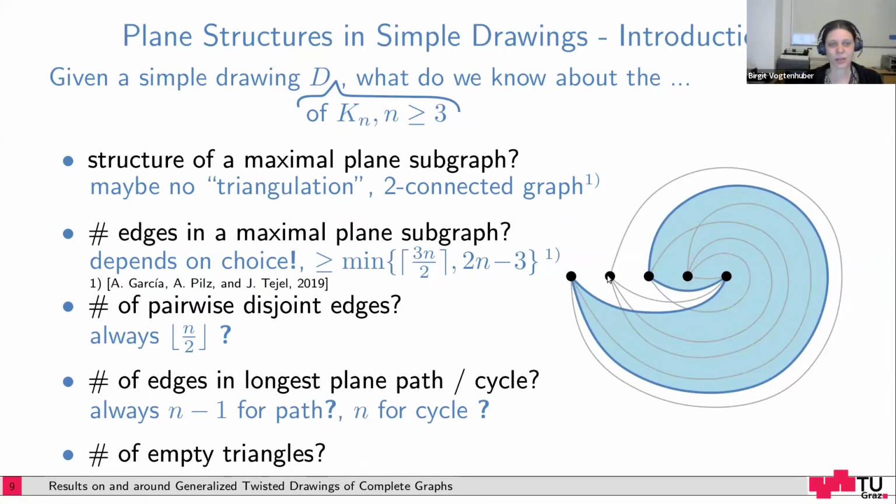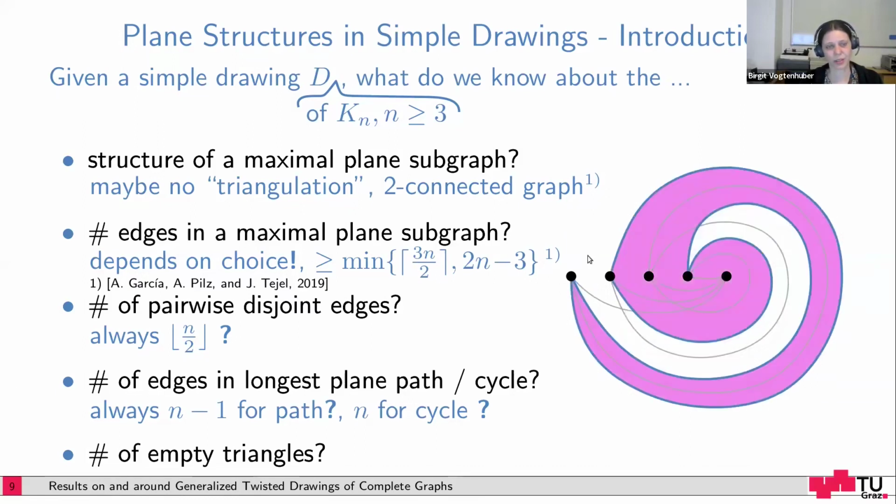And in simple drawings, we tend to call triangles empty if one of the sides of the triangle does contain all the remaining points, and the other side contains none of the remaining points. So in this drawing, this here would be an empty triangle. This would be another empty triangle. So that one is, if you look at it in the plane, exterior empty.